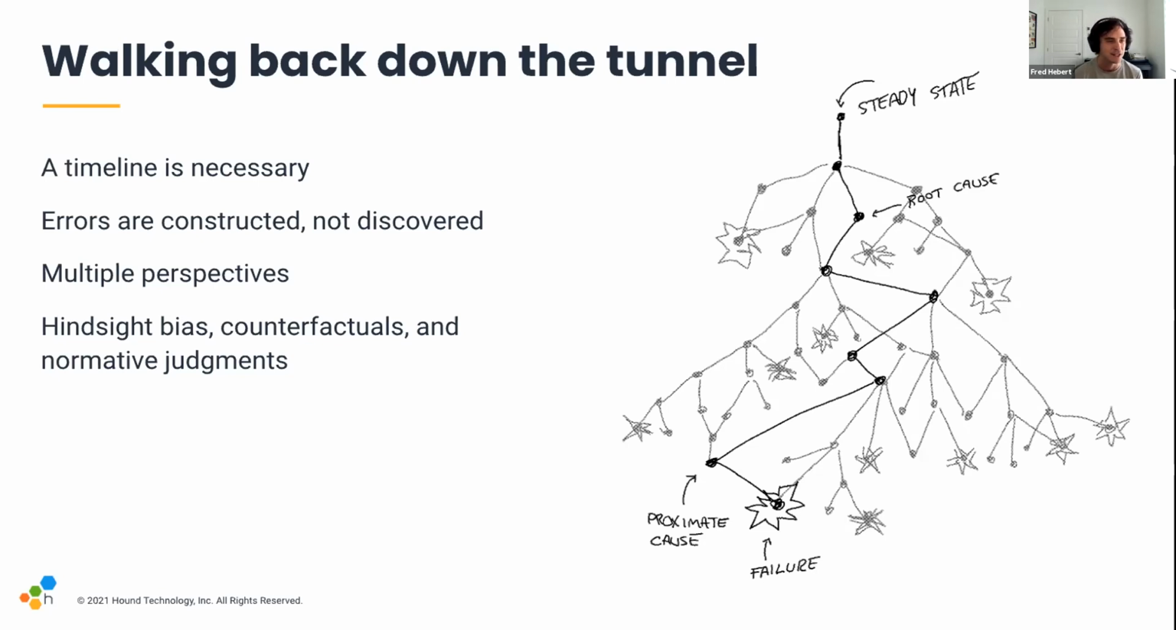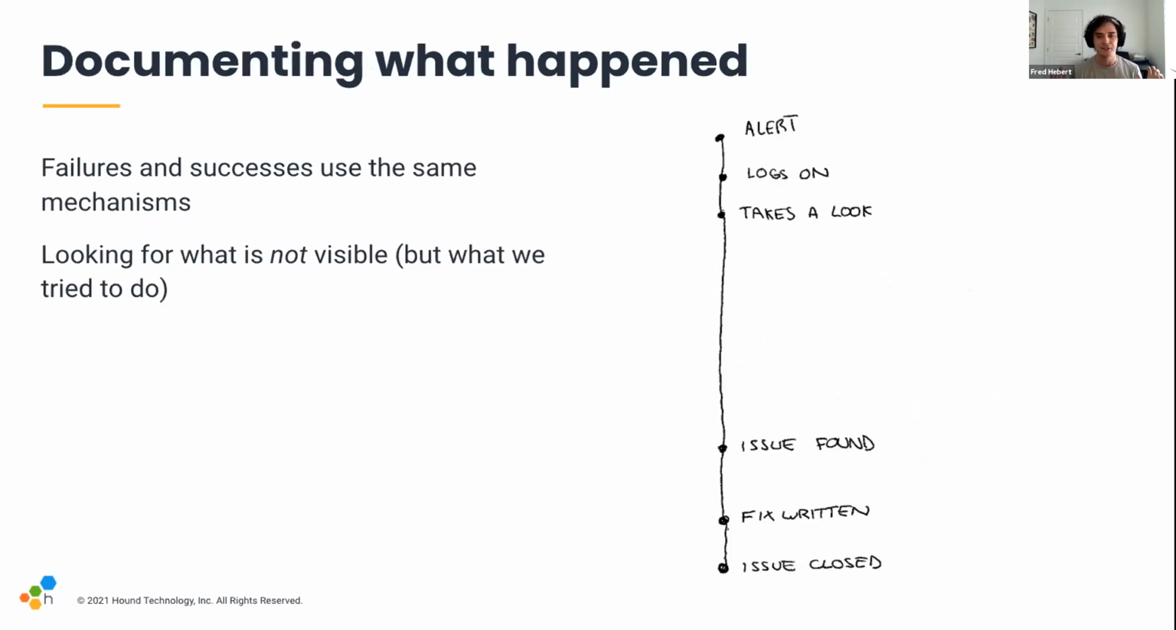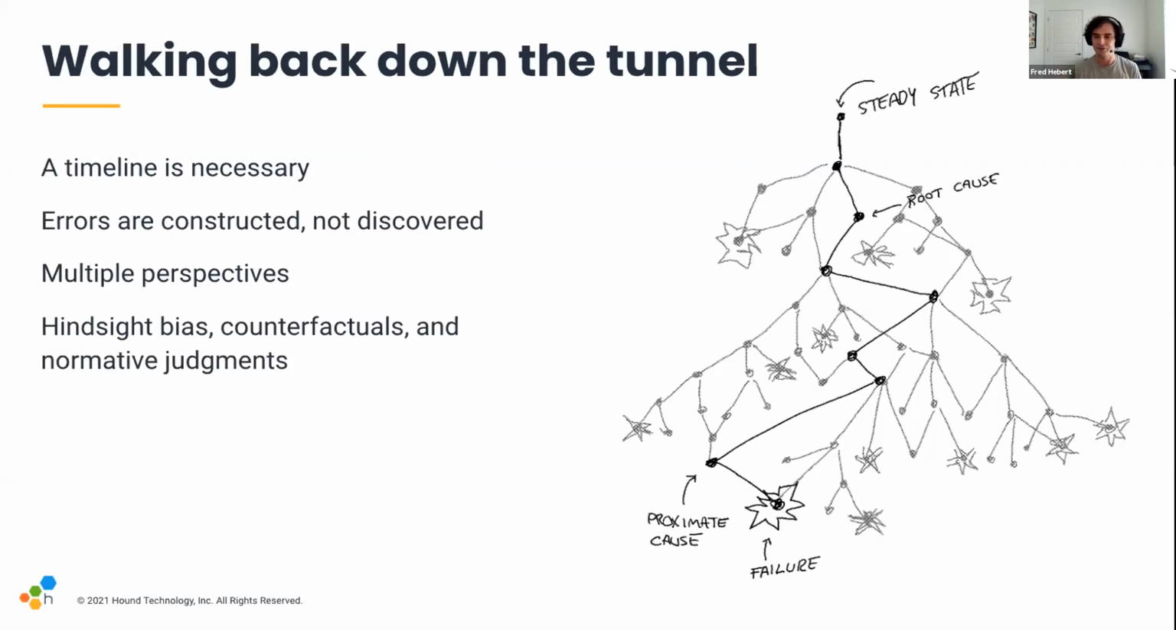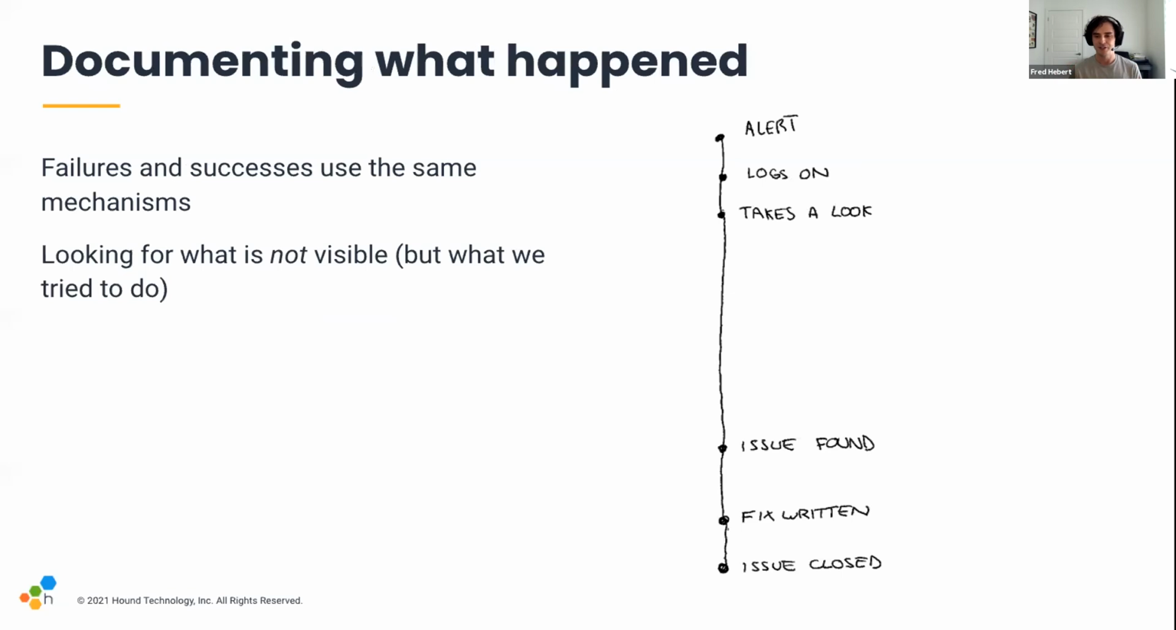This is something that interests me a whole lot. And so we get into the step of documenting what happened, right? This is a bit of a representation of the timeline you might have, but we start from these events and things that were happening. And this is something that has been mentioned in one of the previous talks. Failures and successes use the same mechanism.